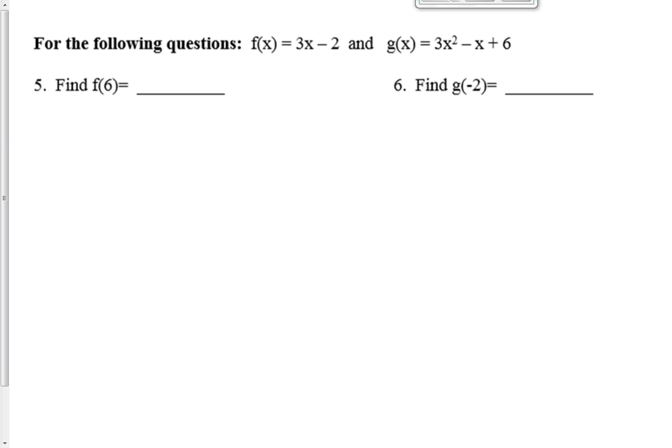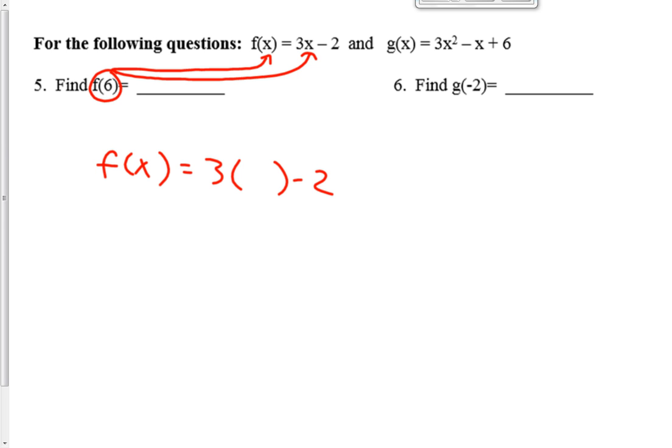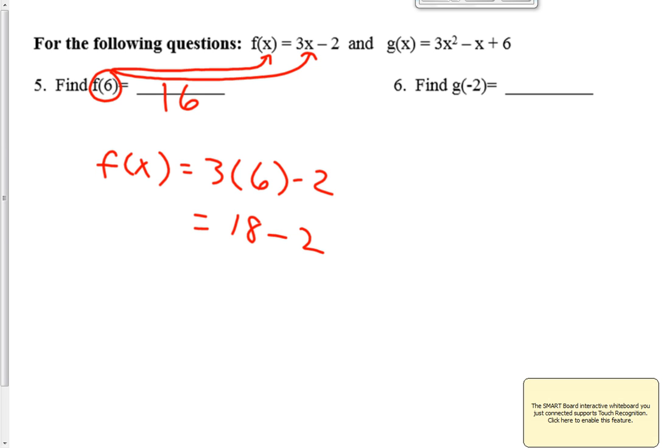For question number 5 and 6 here, it says for the following functions, f of x and g of x, find f of 6. So that means 6 is going to go in for each x. So what is f of 6? It equals 3 times x minus 2. And x is the number 6. So it's 3 times 6 minus 2. So it's 18 minus 2. And 18 minus 2 is 16. So our answer for question number 5 is 16.